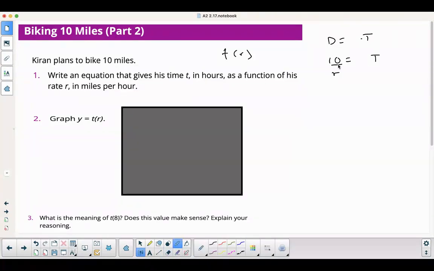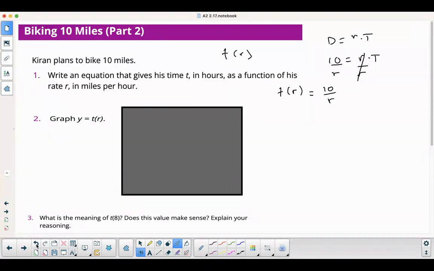I guess it doesn't matter if I use a capital R or a lowercase r. Just want to make sure I use the same variable. So let's do this. Let's call it t of r. Time of r is equal to 10 divided by r.